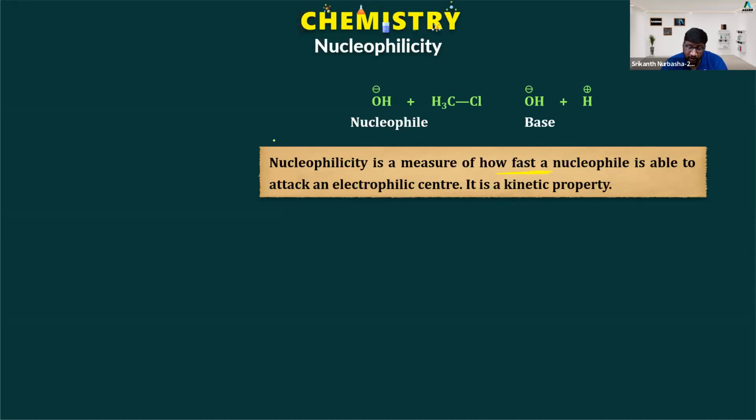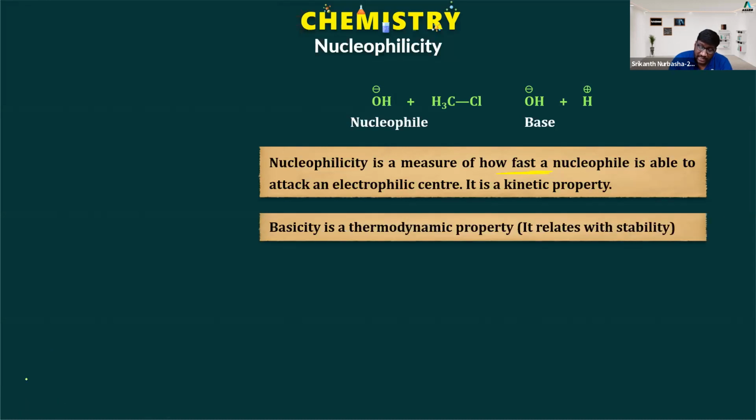But what does nucleophilicity mean? Nucleophilicity is the measure of how fast a nucleophile is able to attack. How fast? Understand this term, how fast. That means it's a kinetic property. If you think of basicity, basicity is not about how fast it is attacking. Basicity is about stability. Basicity is a thermodynamic property. It relates to stability. It is not about how fast you attack the proton. It's about whether, if it attacks, it will be greatly stabilized or not. Nucleophilicity refers to how fast a nucleophile can attack the electrophilic center. It is a kinetic property, whereas basicity is a thermodynamic property.